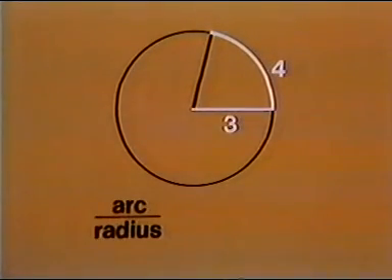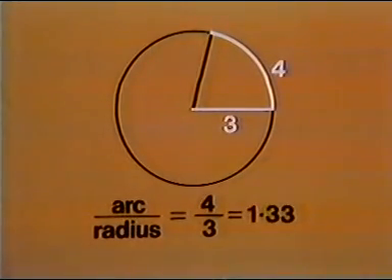Let me go over that again. This angle has an arc 4 meters long for a circle of radius 3 meters. So for this angle, the ratio of the arc length over the length of the radius is 4 over 3, which is just 1.33 in decimals. Now, we can make the radius longer and enlarge the circle, but keep the angle the same, even though both arms are longer. What happens to the ratio?